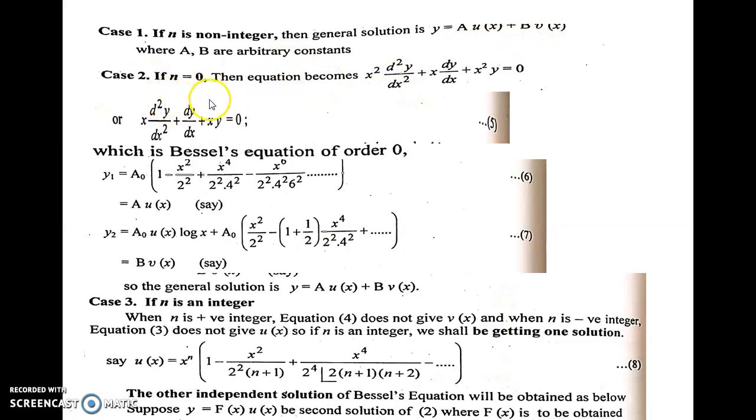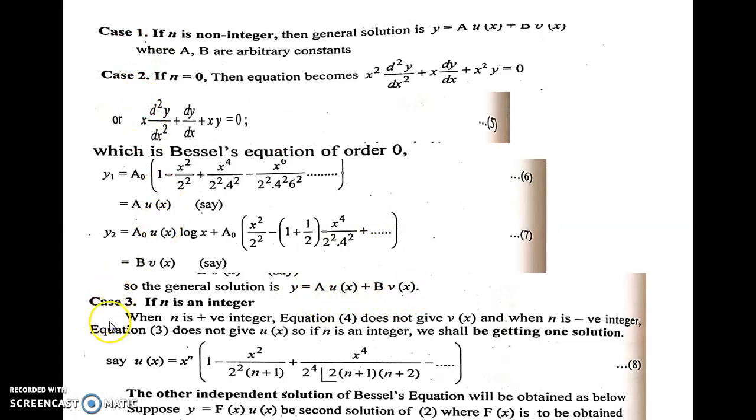Now if n is 0, the Bessel's equation becomes of order 0. So we put n equal to 0 here, and when we cancel out x, it becomes x d2y by dx square plus dy by dx plus xy is equal to 0. This is a Bessel's equation of order 0. In case 2 of the Frobenius method, we found the solution of Bessel's equation of order 0, that is u(x) and v(x). We name them 6 and 7. So what was the general solution there? A u(x) plus B v(x). So cases 1 and 2 we have already discussed in the Frobenius method.